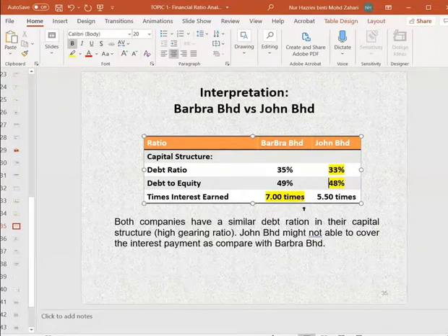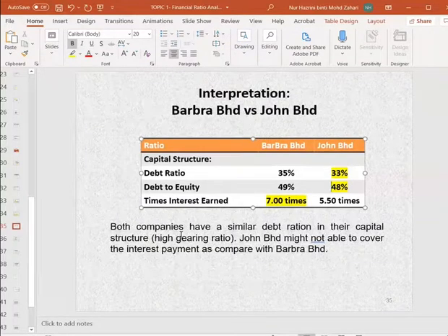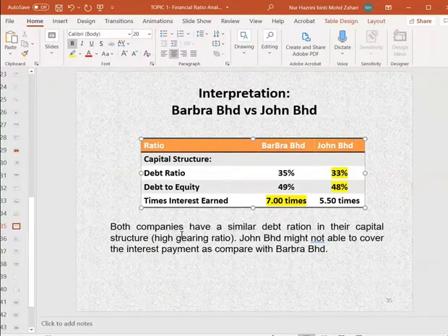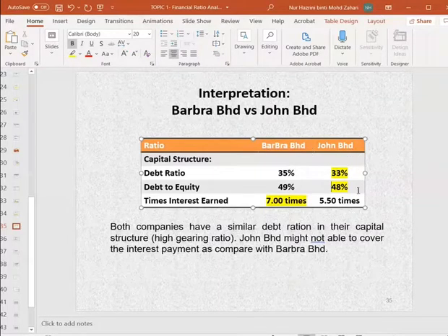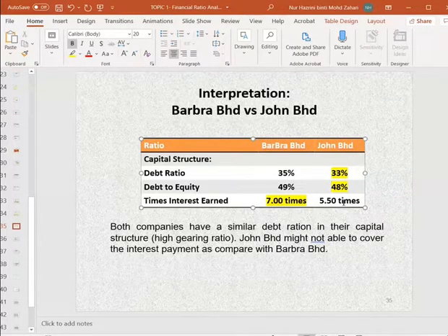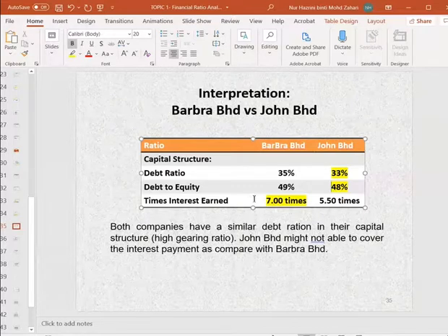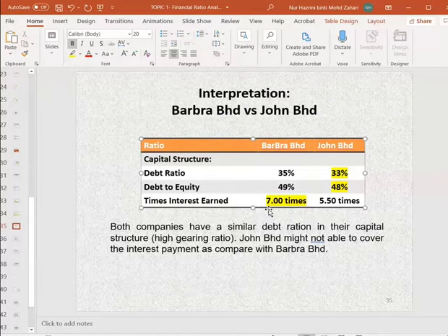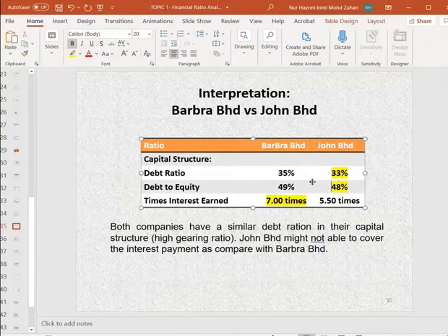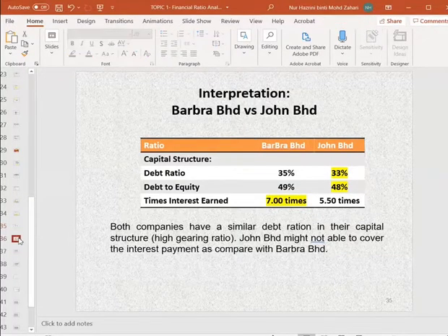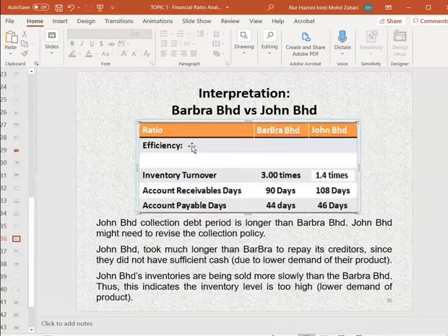Okay, so here your decision is really subjective. It depends on which one. If you really want to be safe, maybe you want to choose John, even though the times interest earned is not really good, but it's still okay. But if you are really concerned about the interest payment, maybe you want to choose Barbara, because the debt ratio and debt to equity ratio is not really different between these two. Okay, so next one we have efficiency.